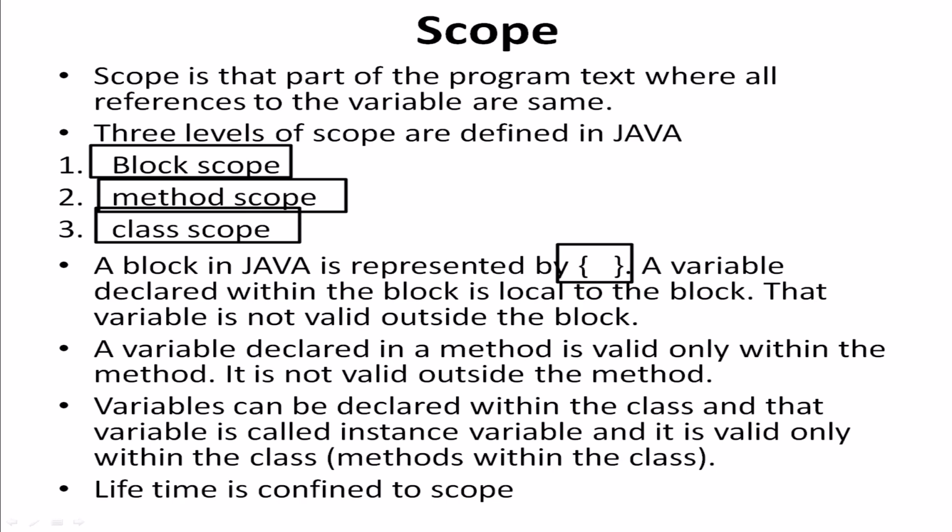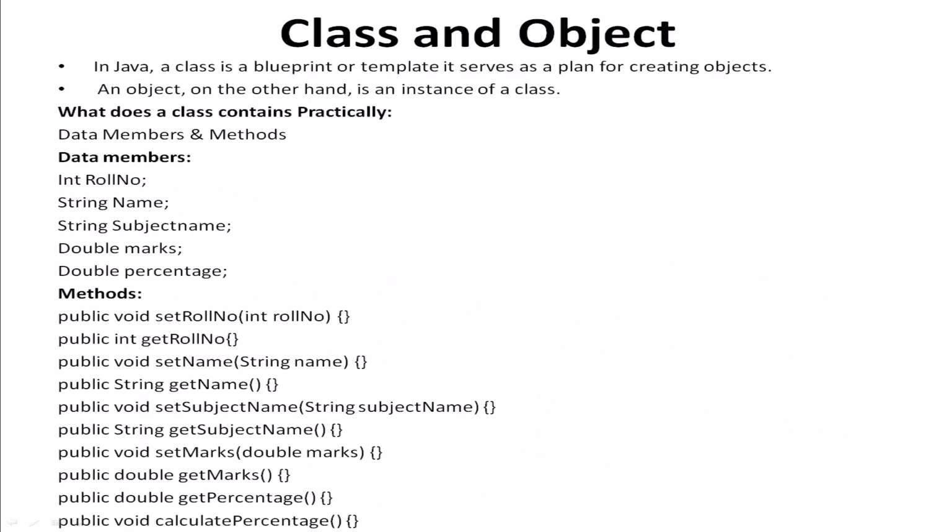A variable declared in a method is valid only within the method and not valid outside the method. A variable declared within the class is called an instance variable, and it is valid only within the class and its methods. Its lifetime is confined to the scope, class and object.